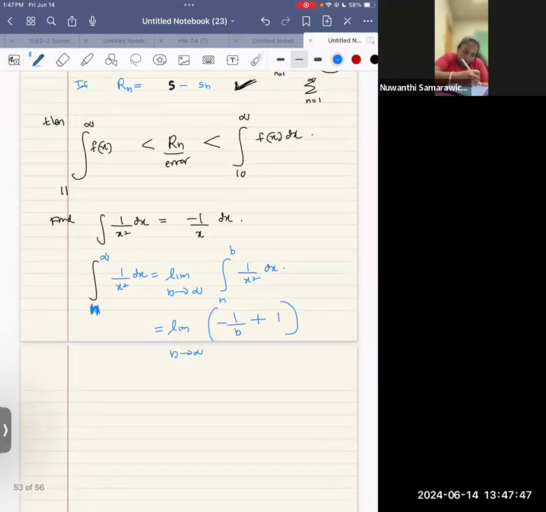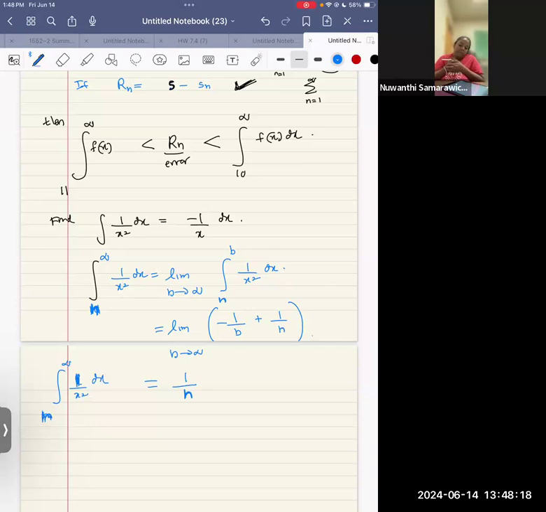I'm sorry, it should not be 1. It should be 1 over n, because it's n here. 1 over n. But when b goes to infinity, this whole thing goes to 0. So you will end up getting 1 over n. So the integral from n to infinity is 1 over n.